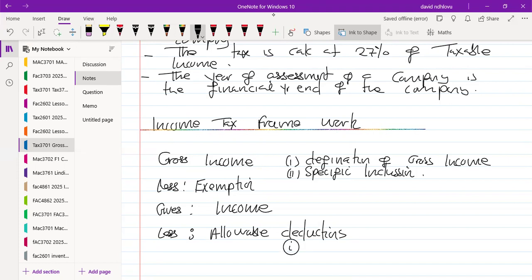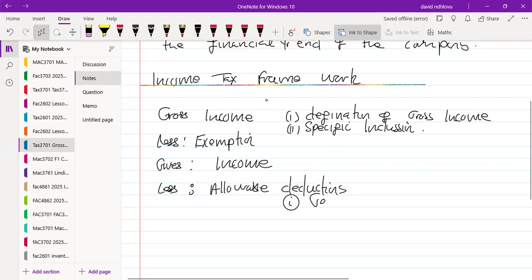Now, there are three ways or three situations that give rise to allowable deductions. We have what we call general deductions.